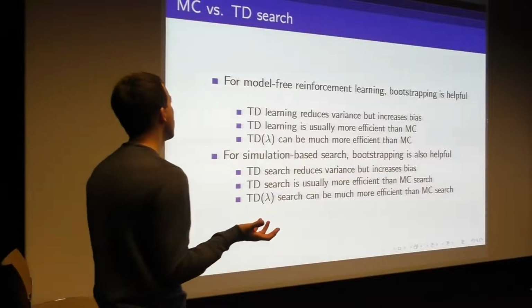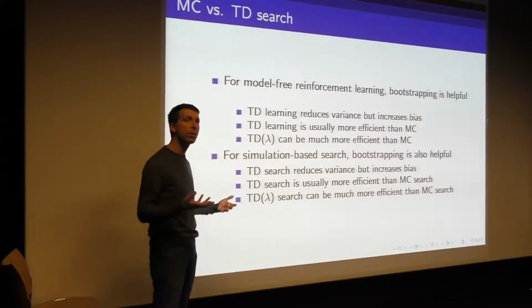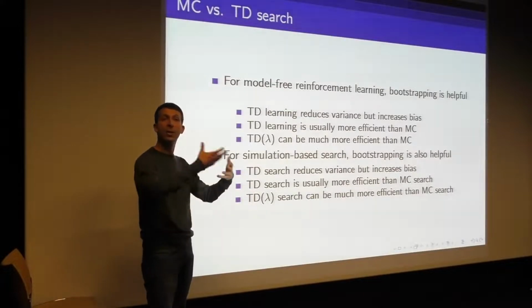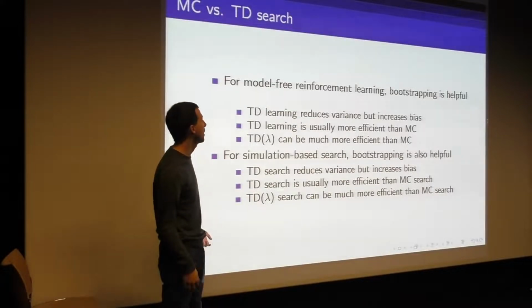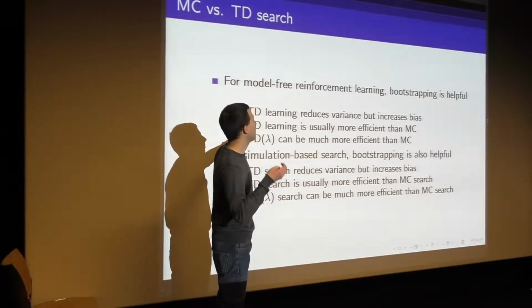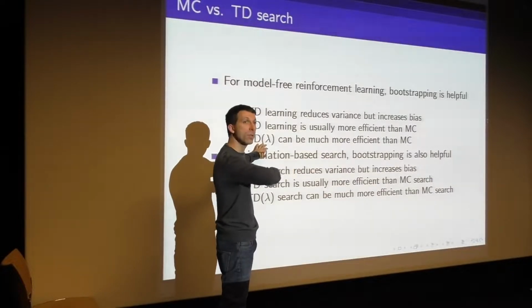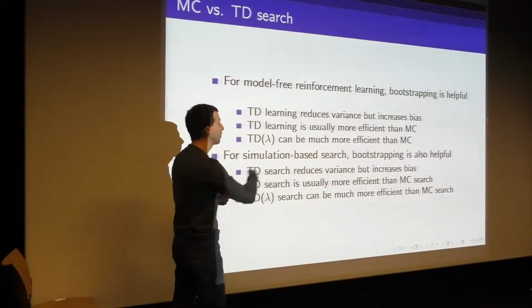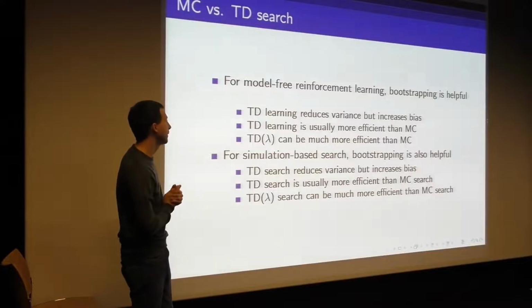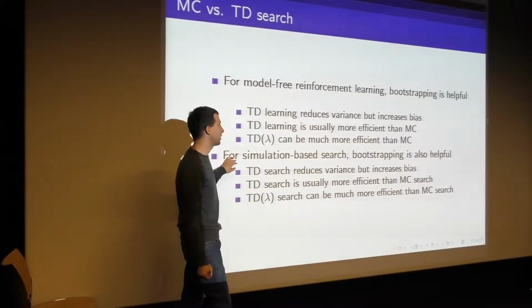And so why should we do this? Well, because we've seen that bootstrapping is helpful. We've seen when we're doing model-free RL, when we're not planning, but in our usual setting of just reinforcement learning, that TD learning reduced variance. It could be more efficient than Monte Carlo. And when we found this lambda parameter, we were often much more efficient by trading off between Monte Carlo and bootstrapping. And the same is true when we use these planning methods for simulation-based search.